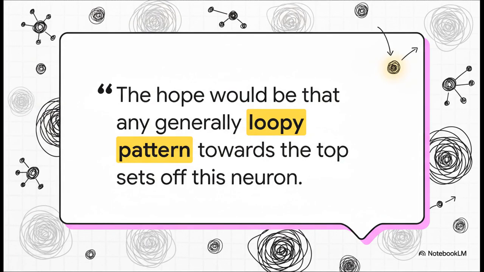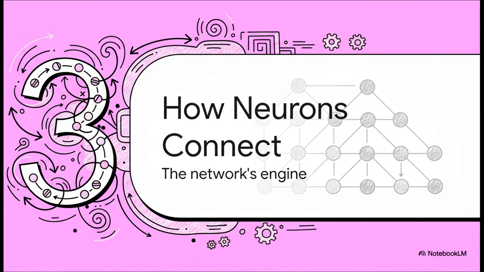And the goal isn't just for a neuron to memorize one specific loop in one exact spot. No way. The idea, the hope, is that a neuron learns to recognize a concept. So any kind of loopy shape in that general area will cause that neuron to light up. It's learning an abstract pattern, not just a bunch of pixels.